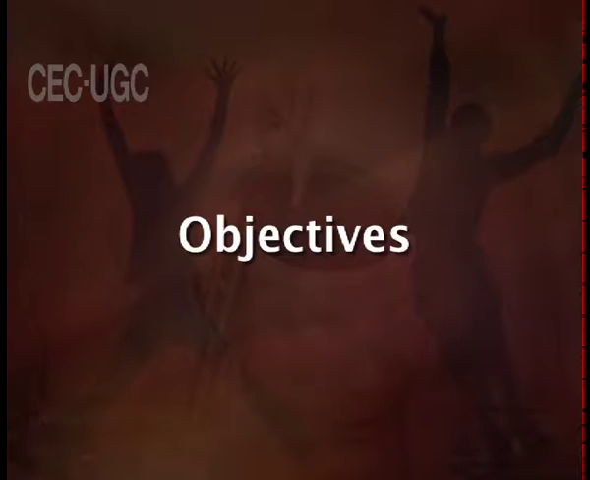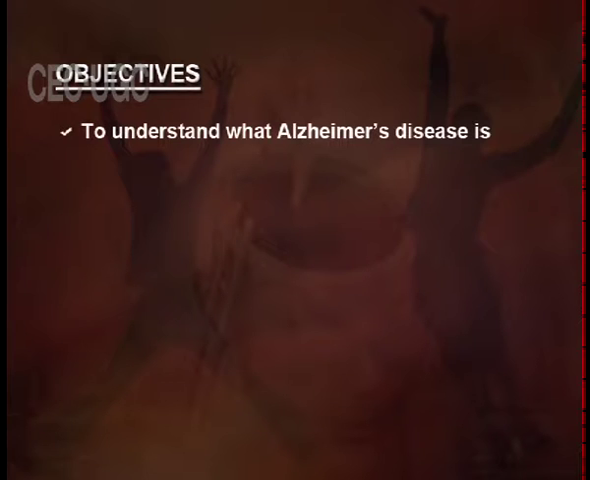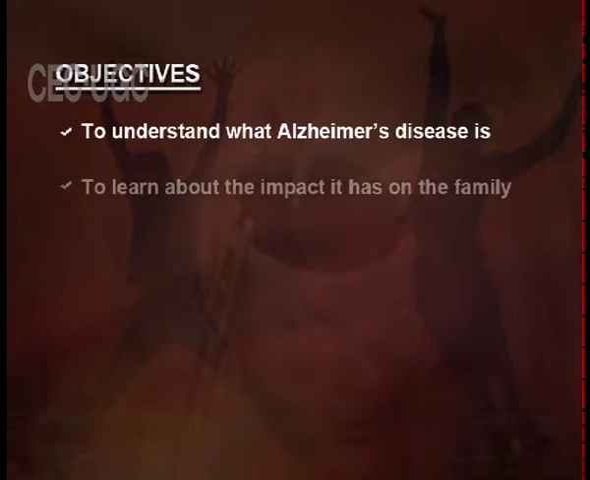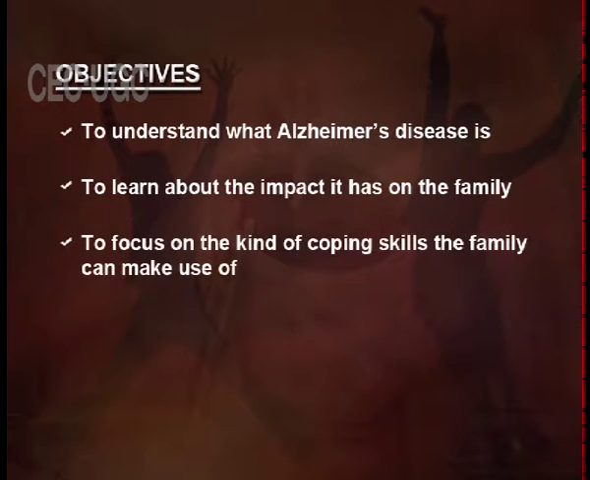Alzheimer's disease? Heard about it earlier? We will take a keener look at what it is. Objectives. The main objective of this lesson is to throw light on what Alzheimer's disease is all about. Another objective is to find out the kind of impact it has on the family, and yet another objective is to help the families cope with the kind of disease that has been diagnosed.